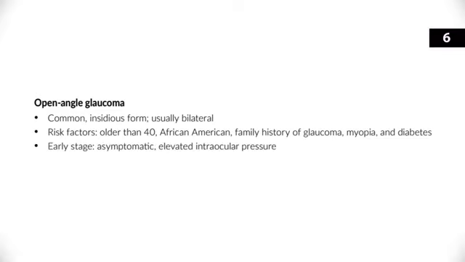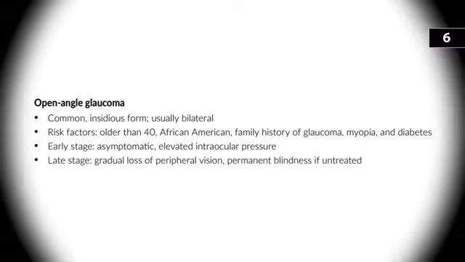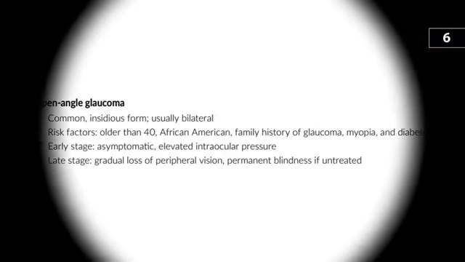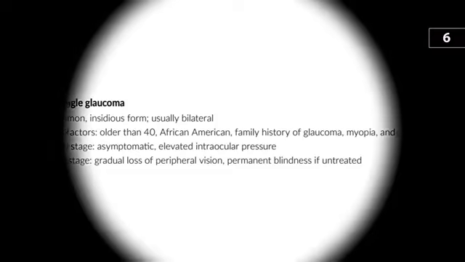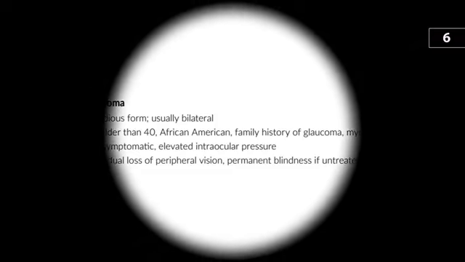In the early stages, these patients are usually asymptomatic, but they do have elevated intraocular pressure. Then later, as the glaucoma progresses and the elevated intraocular pressure does damage to the optic nerve, that results in gradual loss of peripheral vision. And ultimately, it results in permanent blindness if it's left untreated. So it's important to screen patients for glaucoma and catch it early.